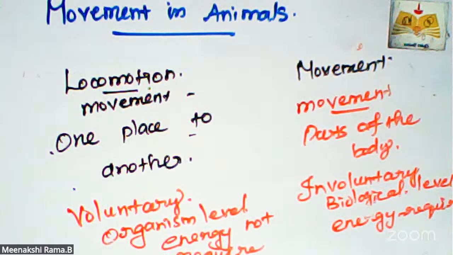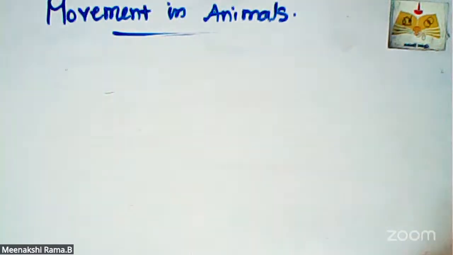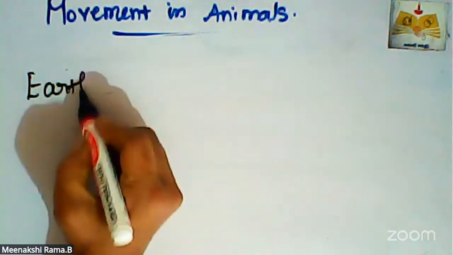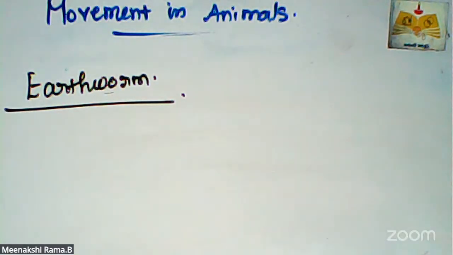So now we are going to see the movement in different kinds of animals. Movement in different animals. The first animal is the earthworm. Movement is one of the significant features, the basic mechanism used by the majority of vertebrates, including humans. So they exhibit a wide range of movements. The body of the earthworm is made up of many ring-like structures.